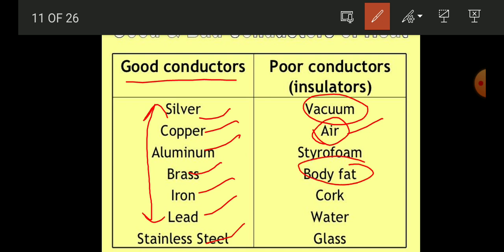Body fat: you all know, students, that polar bears live in the polar region, and this body fat plays a very important role in keeping the polar bears' bodies warm. Because it does not transfer the heat, their bodies are always warm. So body fat is also an insulator. Then we have cork, water and glass. These are poor conductors and do not transfer the heat easily.